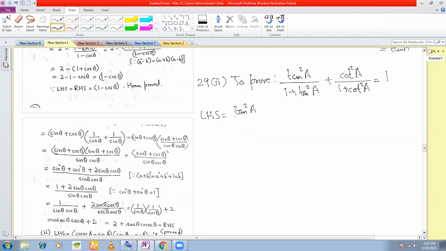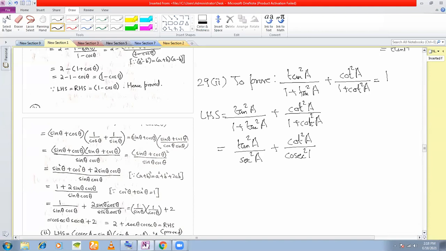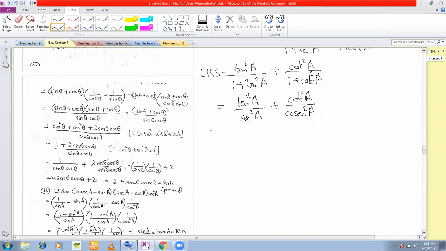Tan square A divided by 1 plus tan square A plus cot square A divided by 1 plus cot square A. You know that sec square theta is equal to 1 plus tan square theta. So here, for the first fraction, the denominator is sec square A. For the second fraction, numerator we keep unchanged. And you know cosec square A is 1 plus cot square A. So 1 plus cot square A you can write as cosec square A.